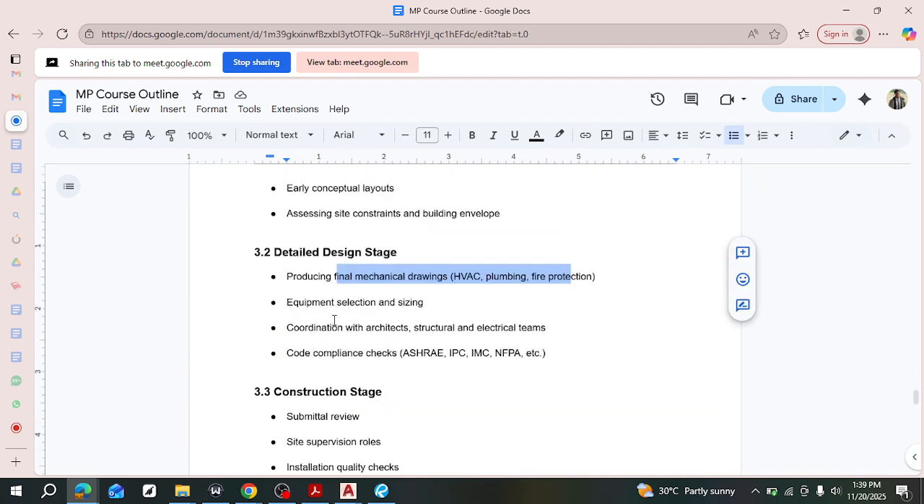Then by the time you get to this next stage, you've already gotten all the feedback you want. So this is where you're doing the final plans. In this stage, you also do your equipment sizing and selection, and you coordinate with architects, structural and other teams. Then you ensure that your plan complies with all the necessary codes, so that you don't do rubbish, because if you don't, it might be a problem later.